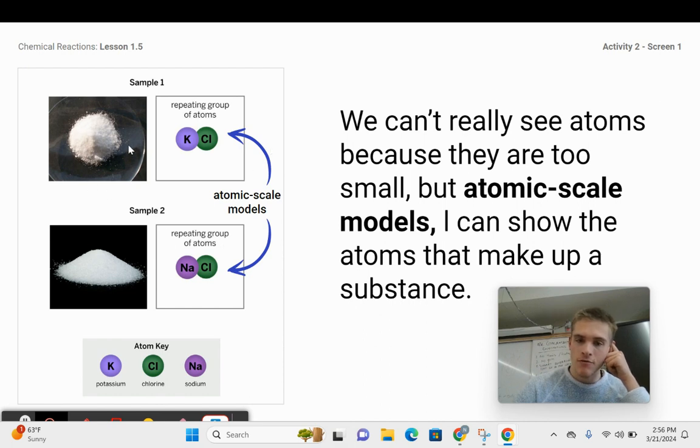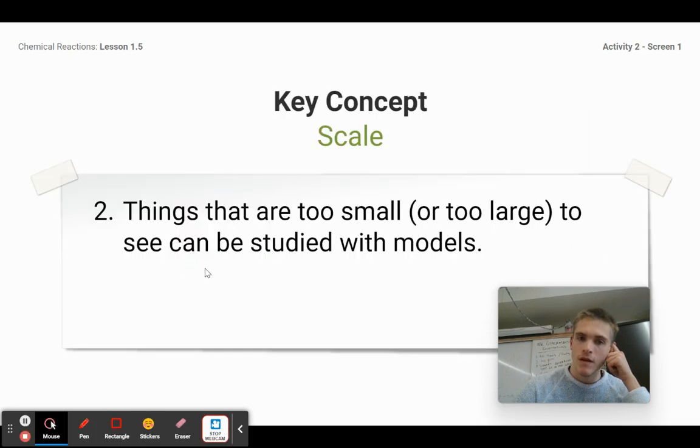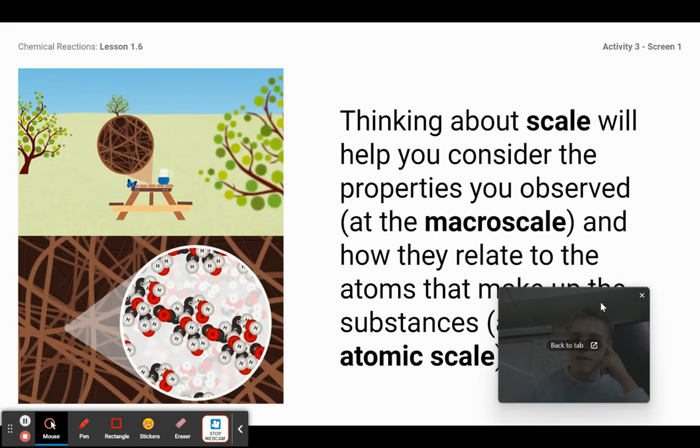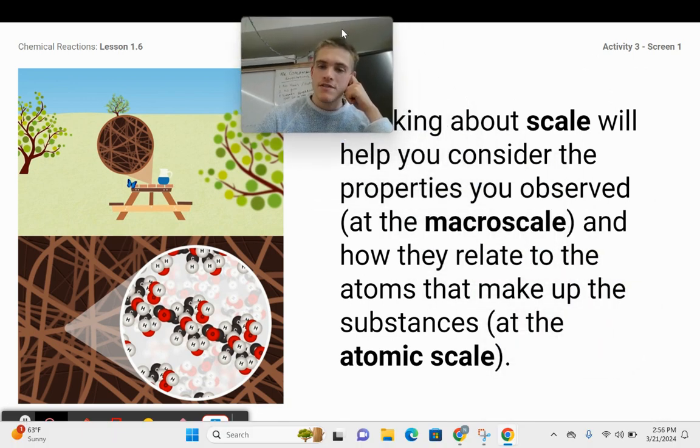So this salt over here is made out of KCl, which is potassium and chlorine atoms. This salt is made out of NaCl, which is sodium and chlorine. Things that are too small to see or too large to see can be studied with models. Thinking about scale will help you consider the properties you observe at the macro scale and how they relate to the atoms that make up the substance at the atomic scale.